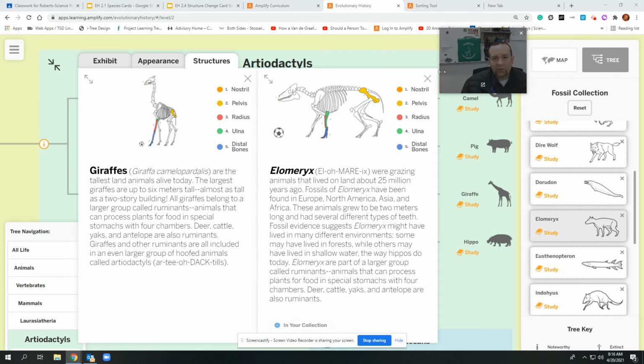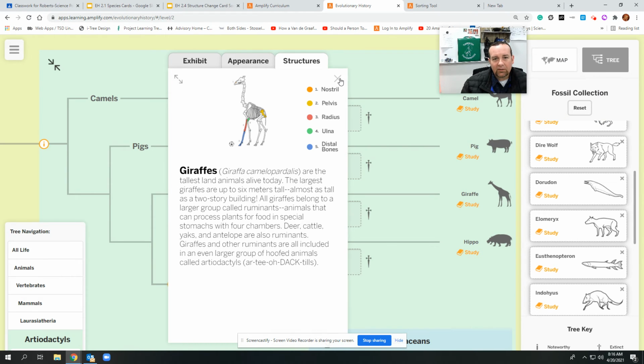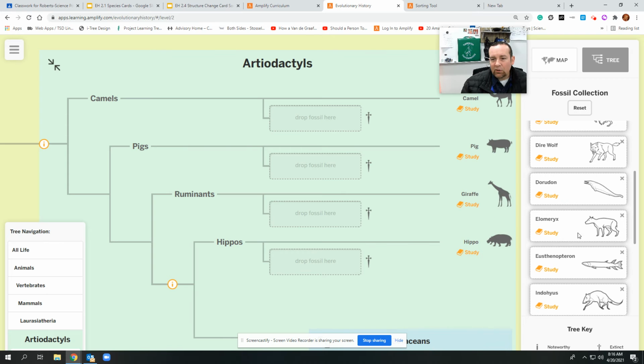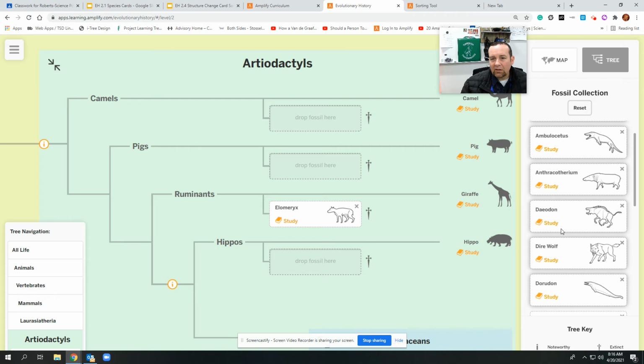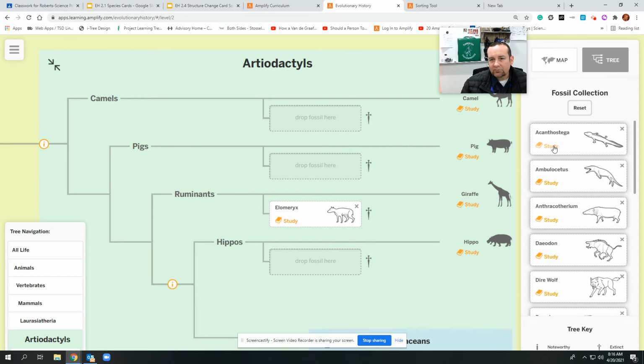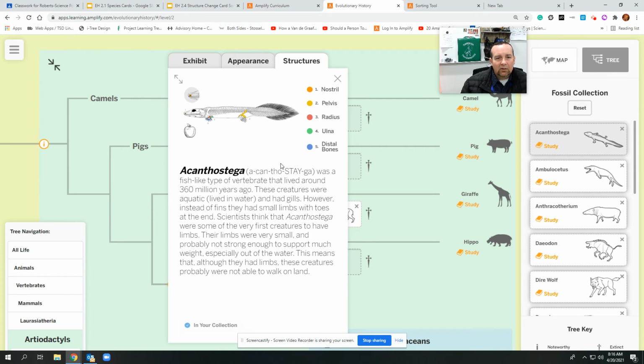Let's see. There it is. Close out of my studies. And one thing we can do here is we can take our Elamirax and we can actually put it right here because it's a ruminant. Now we do need to study this other one here, the Acanthostega. Acanthostega was a fish-like type of vertebrate that lived around 360 million years ago.